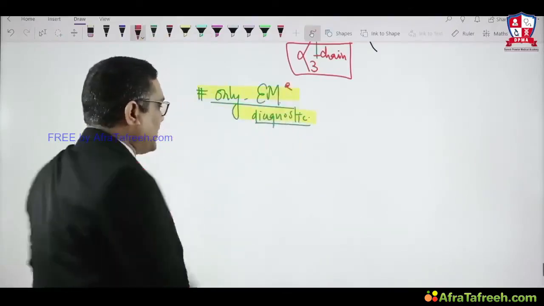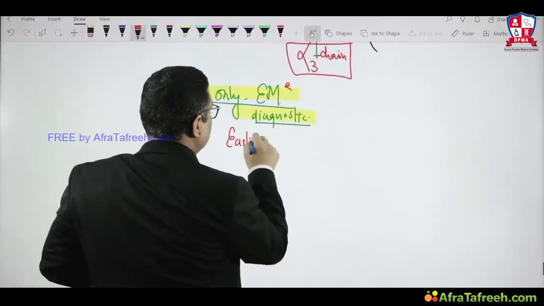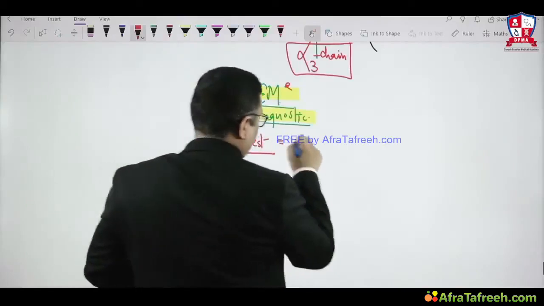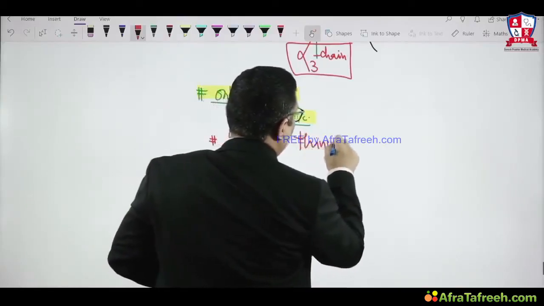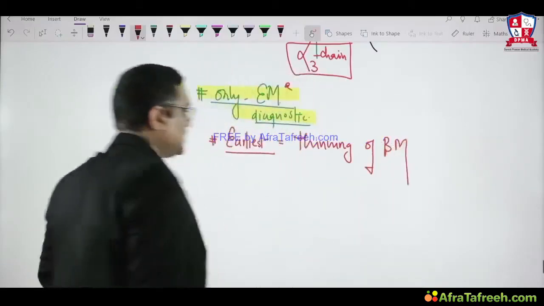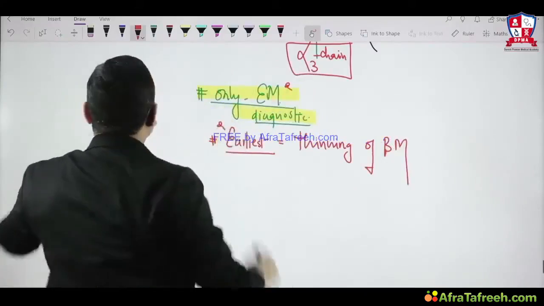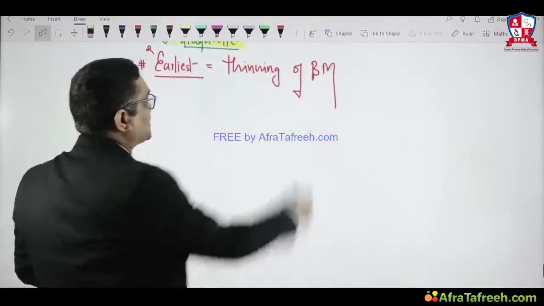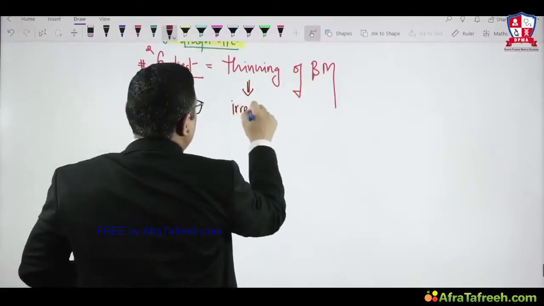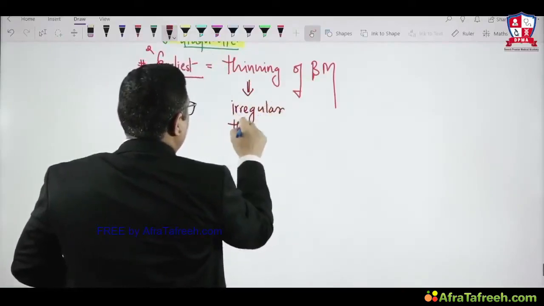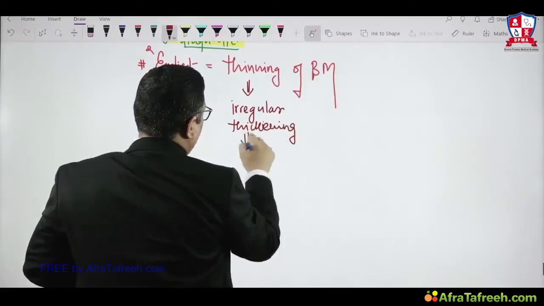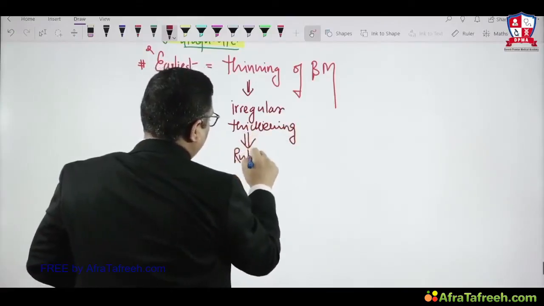Number 2 question: on electron microscopy, what will be the earliest change? So remember, the earliest change is thinning of the basement membrane. Thinning of the basement membrane is the earliest finding. So that is another important question in the All India exam, right? After thinning of the basement membrane, there will be irregular thickening, because of the defective assembly. Because of the irregular thickening of the basement membrane, there will be rupture of the basement membrane.